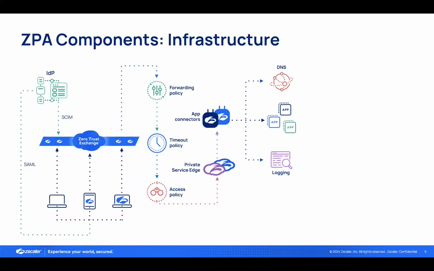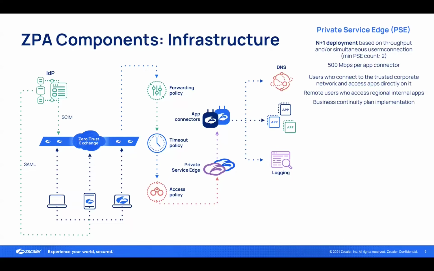Next, let's talk about infrastructure. First, it's important to note that ZPA requires users to have Zscaler Client Connector installed on their devices. Zscaler Client Connector, or ZCC, is what's responsible for routing traffic from the user devices to the Zero Trust Exchange and to the ZPA service. That traffic is routed through two infrastructure components.